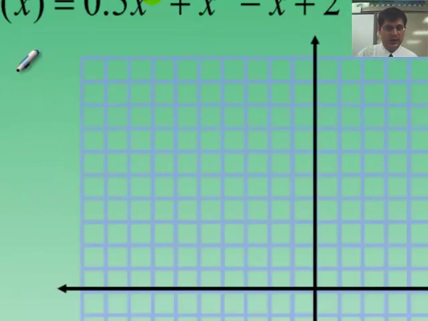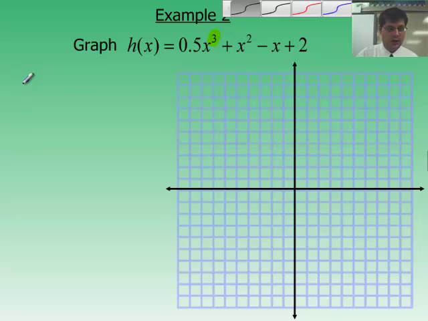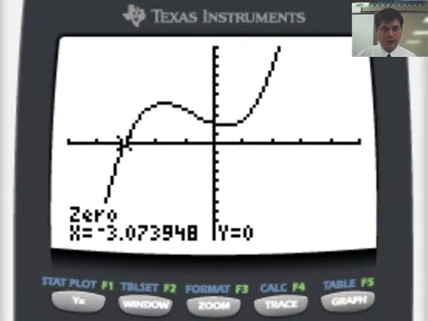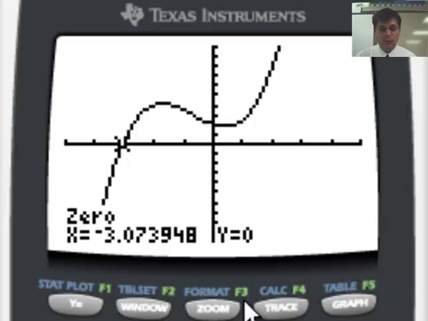So I'll jot that down: my x-intercept is located at negative 3.1, 0. When you write this down, I want you to round to the nearest tenth. That would be awesome. Okay, next, we only have one x-intercept, so let's go ahead and get our turning points.